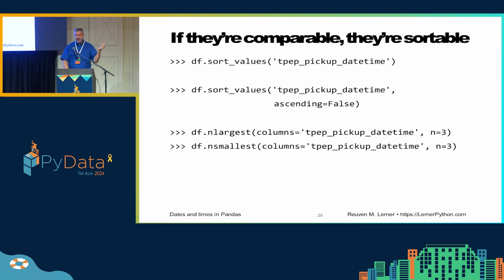Great. Better yet, if we can compare these values, we can sort these values. So I can say df.sort_values, pickup datetime, and then I get it from the earliest to the latest time. And sure enough, fantastic. By the way, if you want it from latest to earliest time, you just say ascending equals False, and it works just great. I can even use nlargest and nsmallest. Find me the 3 rows with the lowest times, the earliest times, or find me the 3 rows that are from the latest times.